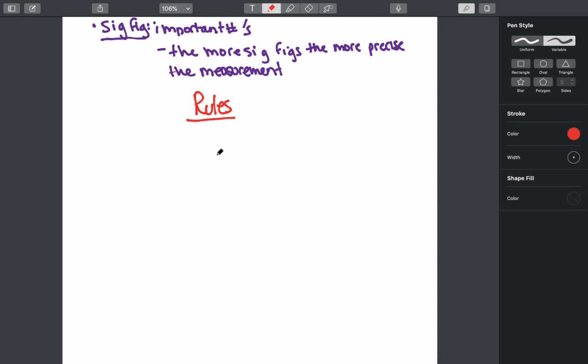So let's just come up with an arbitrary number. 0, 0, 1, 3, 4, 0, 5. This is a random number I came up with. All right. So we want to figure out how many significant figures are in this number. How can we do this? Well, the first thing we do is start counting from the left.